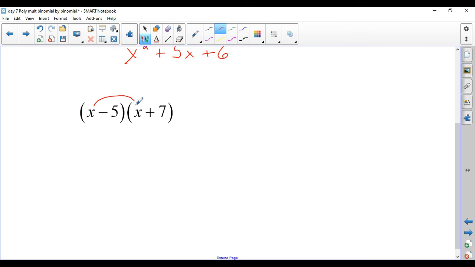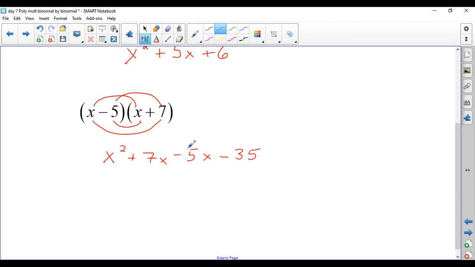First, x times x. Outer, x times 7. Inner, negative 5 times x. Again, the sign comes from whatever's right before that number or variable. That's minus 5x. Last, negative 5 times 7 is negative 35.